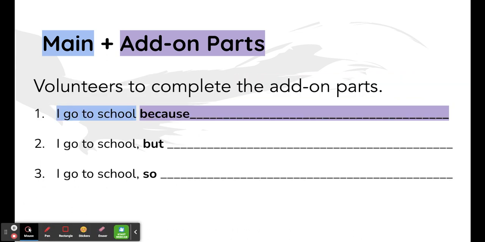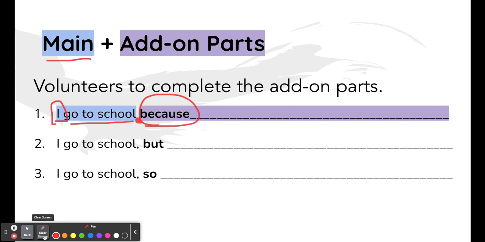Now, why don't you try in your handout? I go to school because, I go to school but, and I go to school so. Remember that the main part of the sentence here is I go to school. We could put a period here, right? It would make sense. I would be the what? Go to school would be the what? We're adding on using these conjunctions. I go to school because, I go to school but, I go to school so.